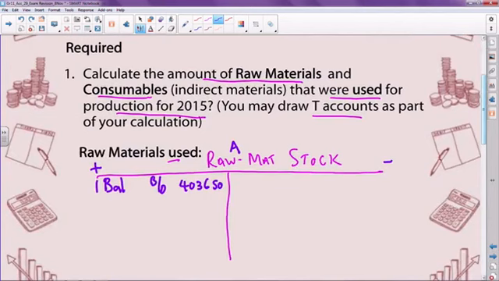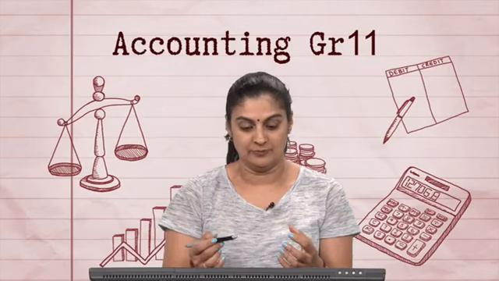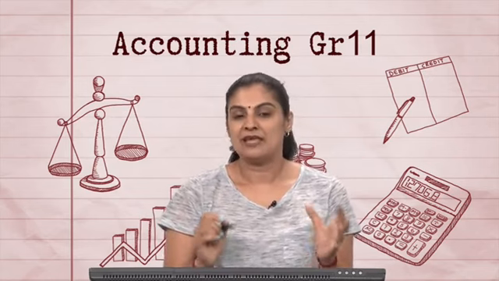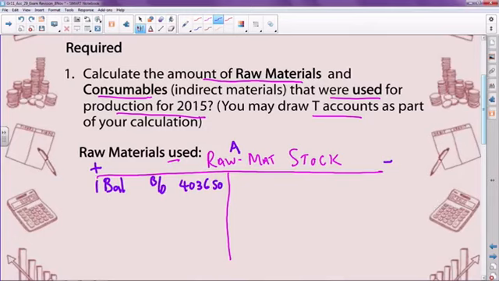Right, the next bit of information I need is how much of raw materials were purchased during the year. Now remember guys, when you are doing a T account as a calculation, the examiner is not really interested in your details because you're not forced to do a ledger account. But what's important is obviously the amount. So I'm not going to worry too much about the contra accounts, folio reference. I'm just going to fill in the amounts.